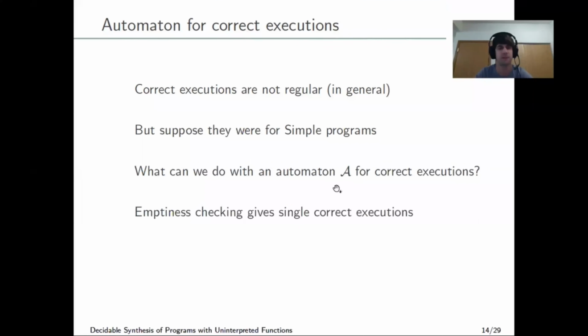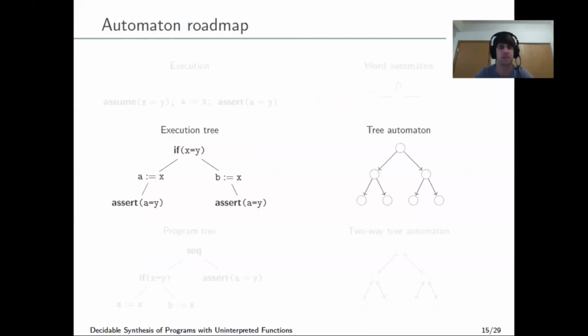Well, we could do emptiness checking. This would essentially give us a synthesizer for correct executions. But as we just saw, programs generate many executions. So we'd like to take a step toward program synthesis by looking at objects which represent many executions. And that object is an execution tree on the left. Its corresponding automaton model is a top-down tree automaton.